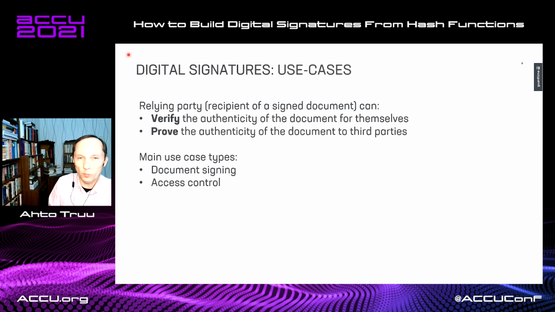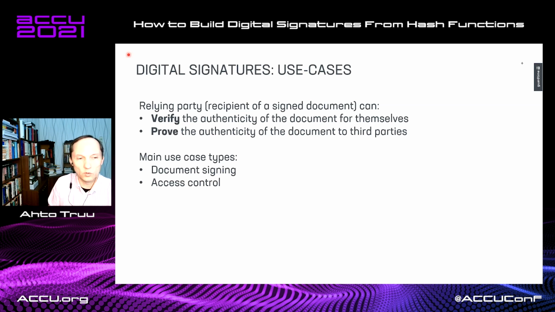For digital signatures, there are two main use cases, depending on what you want to do with the result. The relying party, the recipient of a signed document, has two functions. First, they can verify for themselves that the document came from where it should have come from and hasn't been changed since. And then they can also prove this to some third party. So I can verify myself that the request or document came from the correct correspondent, and then I can prove this to somebody else.